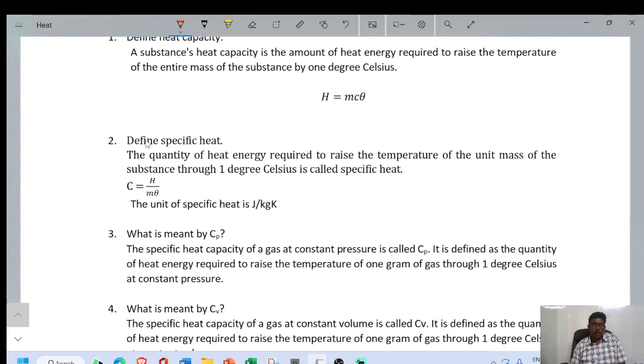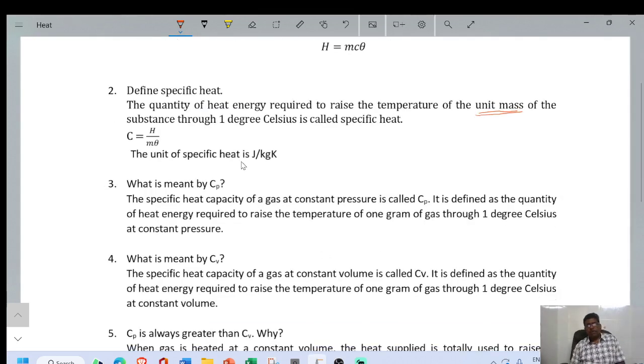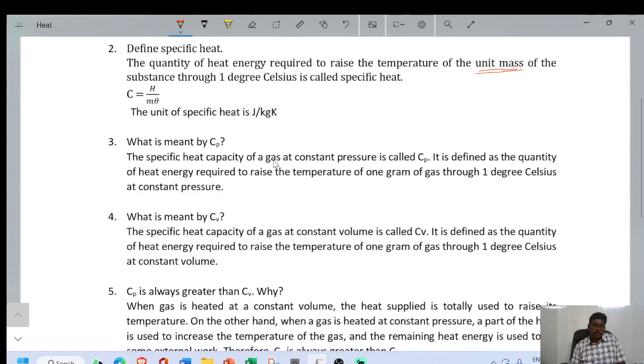From this, if you find the value of C equal to H by m theta, which is called specific heat. The quantity of heat energy required to raise the temperature of unit mass of the substance through 1 degree is called specific heat. Here, the entire mass of the substance through 1 degree is heat capacity. The unit of specific heat is joule per kilogram Kelvin.